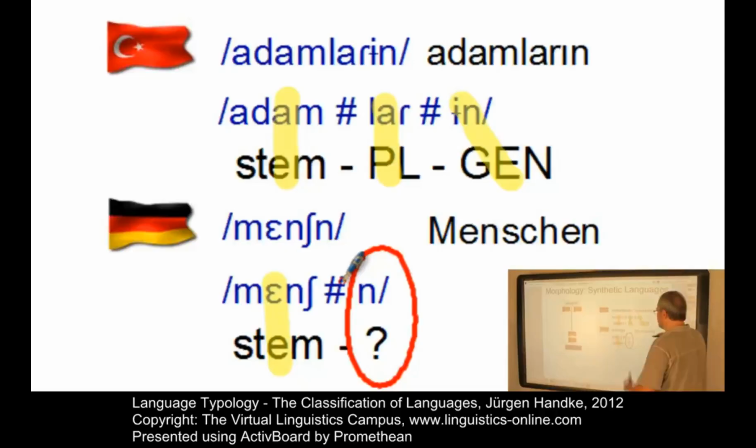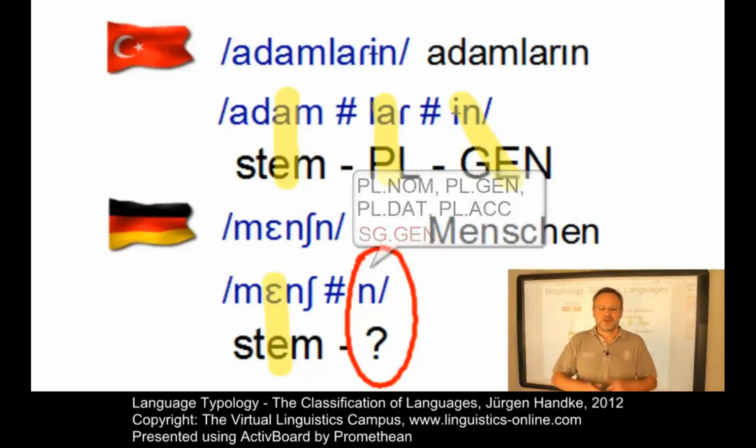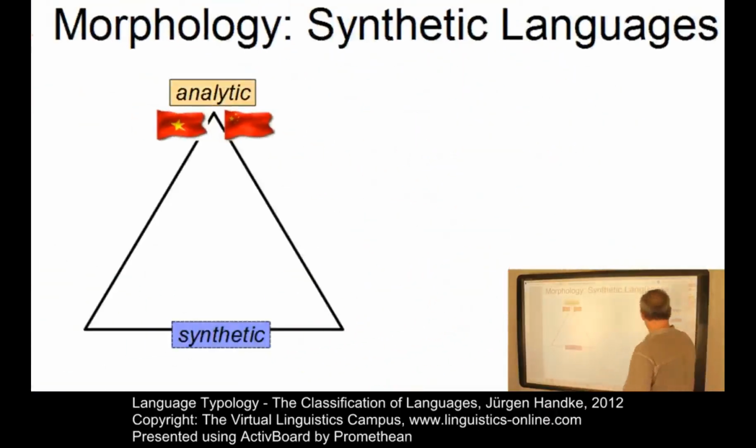But in German, by contrast, well, we have a problem. The affix can denote the plural in its nominative case, the plural in its genitive case, in the dative and in the accusative case. It can even denote the singular genitive, as in des Menschen Gesicht, the human's face. In other words, whereas in Turkish the bound morphs are functionally unambiguous, in German the bound morphs exhibit several grammatical functions. Thus, depending on the function of these morphs, we can define two types of synthetic languages.